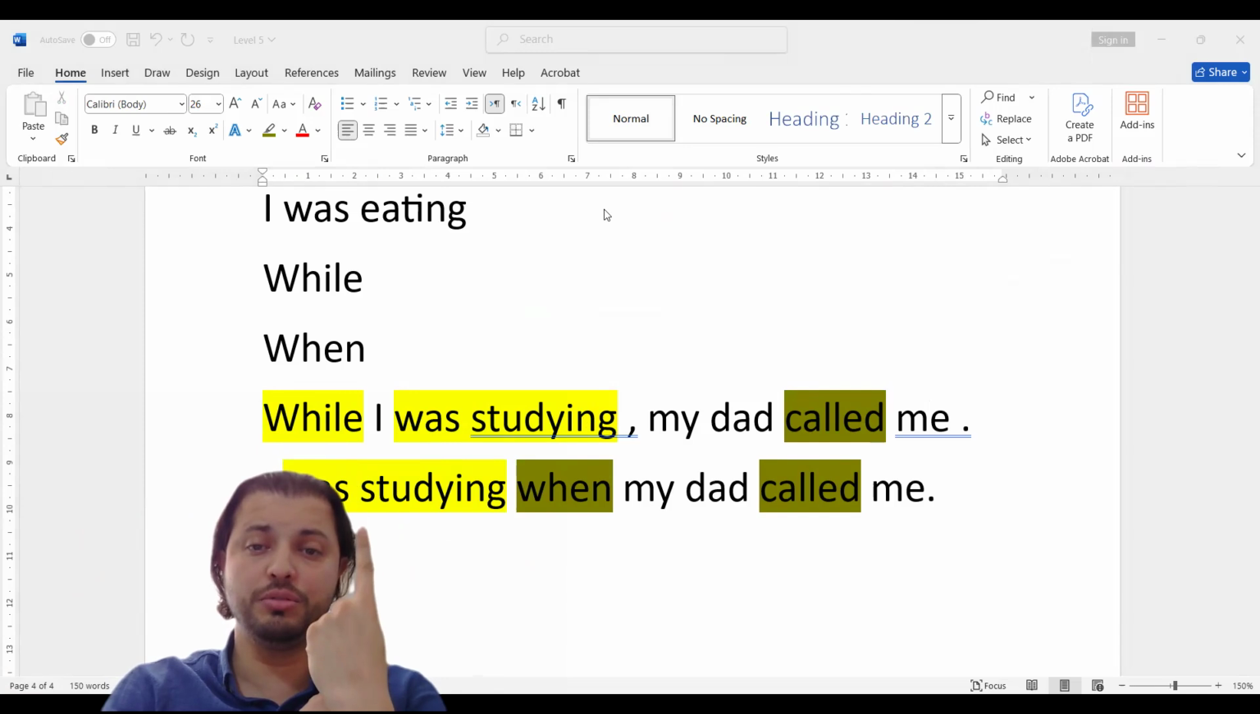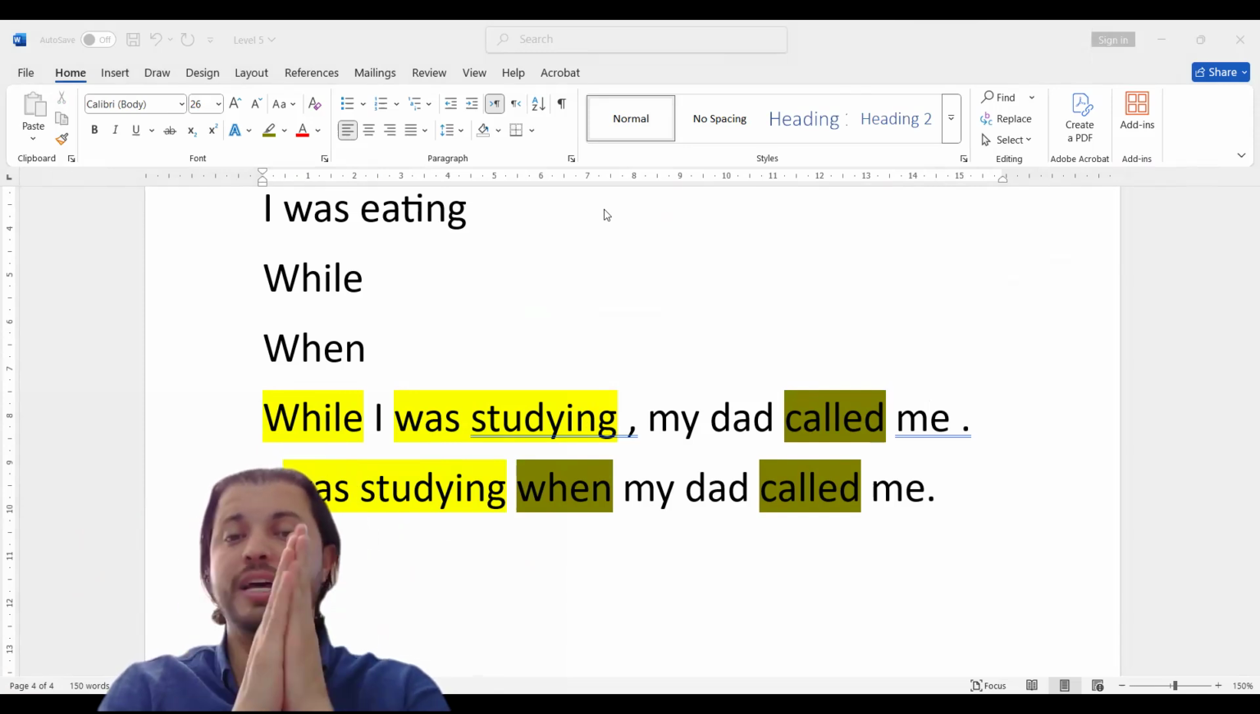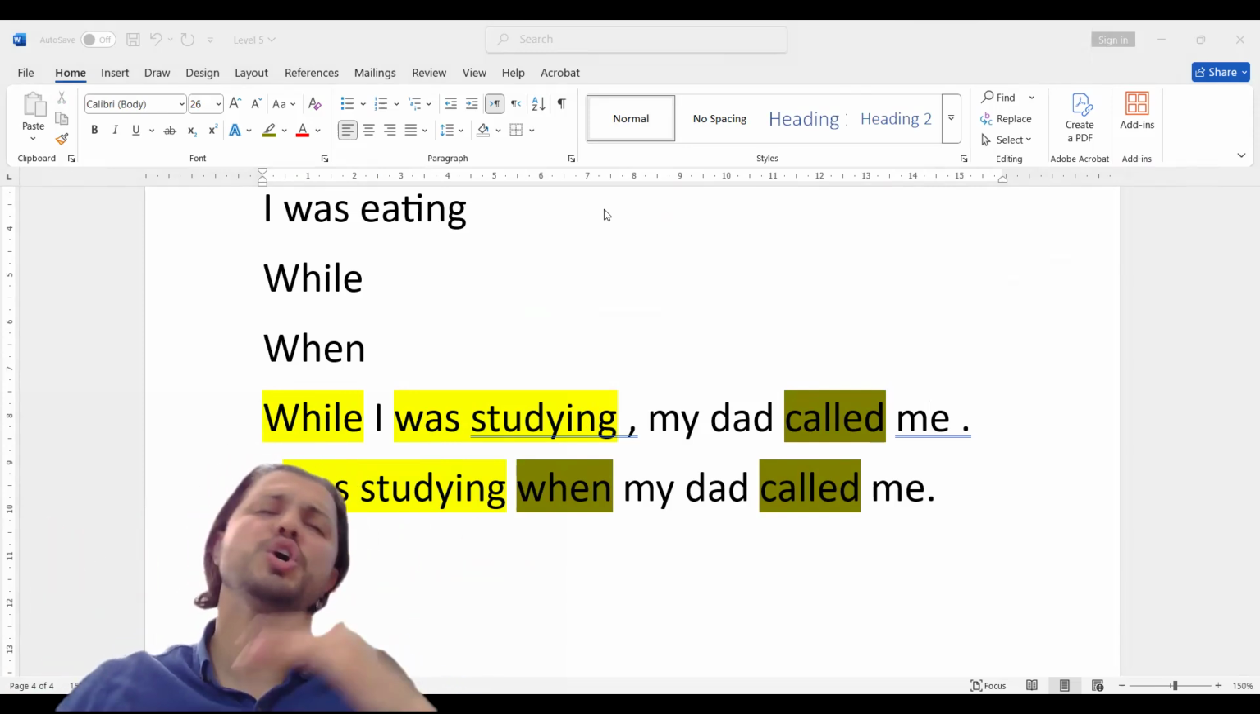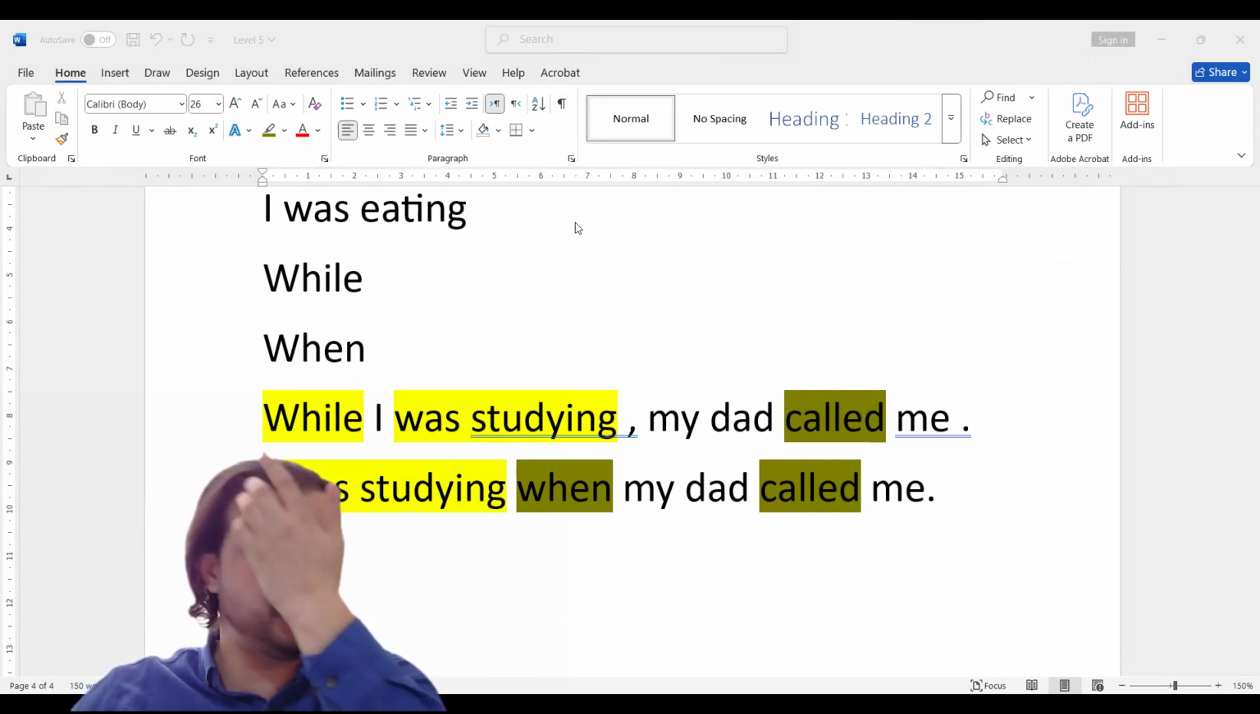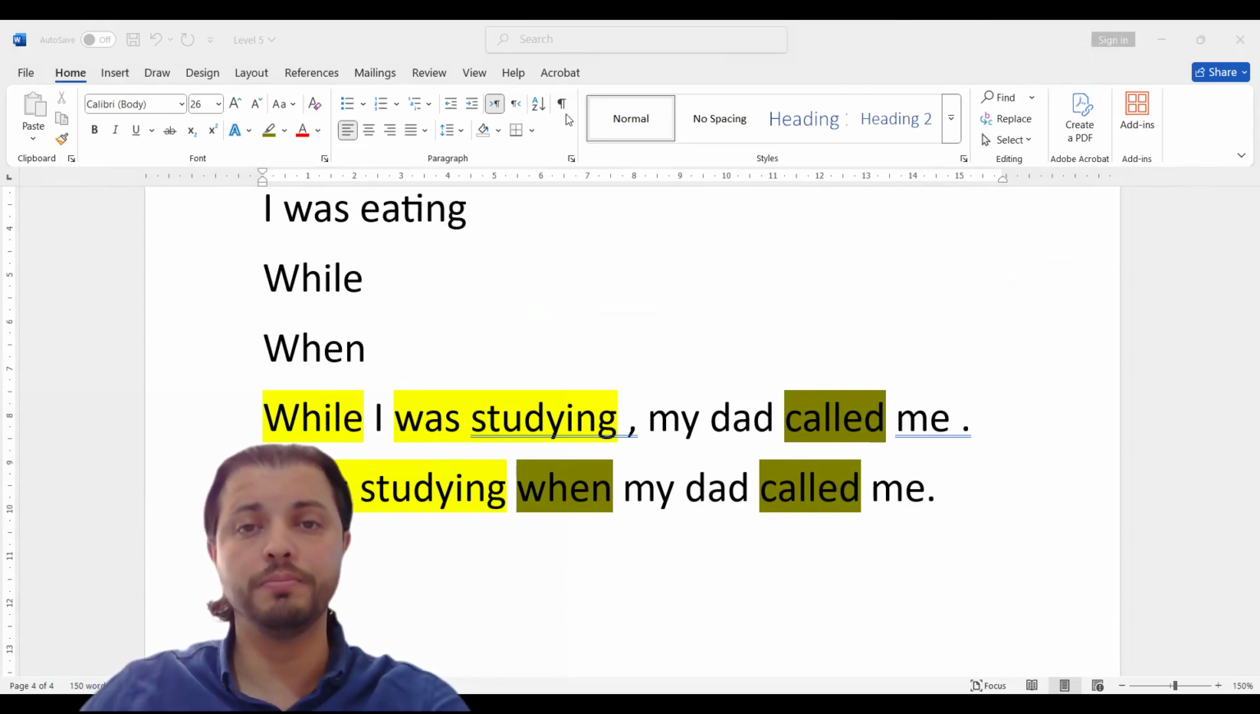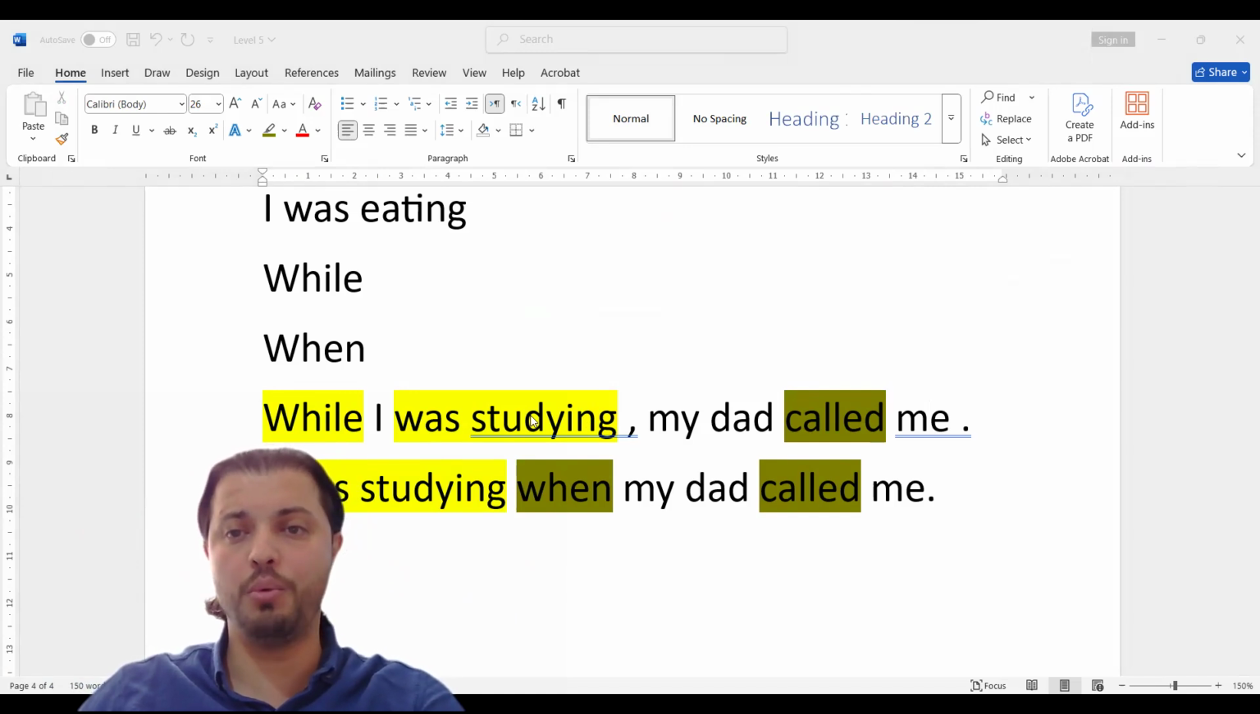While, you go with past continuous. When, you go with past simple. That's it. Same, no difference. But which one is more important? You can use the article with that or the conjunction, you can say. Cool? So let's go back to our book.